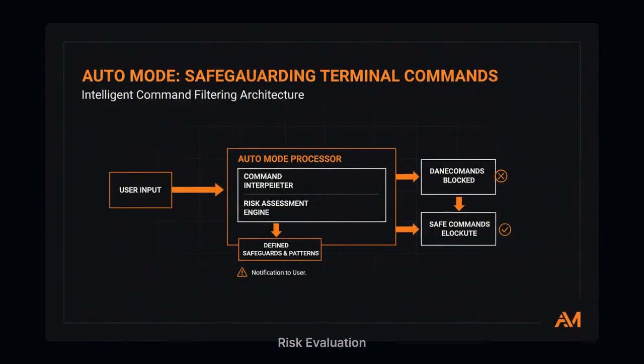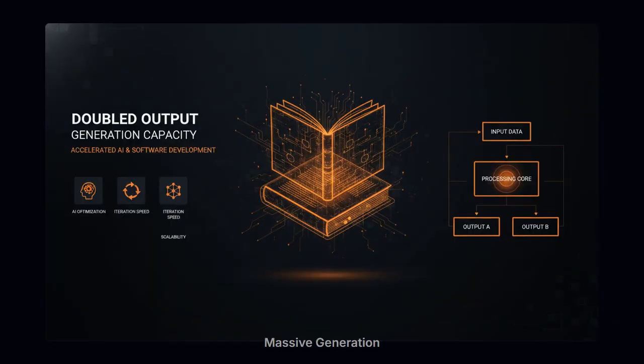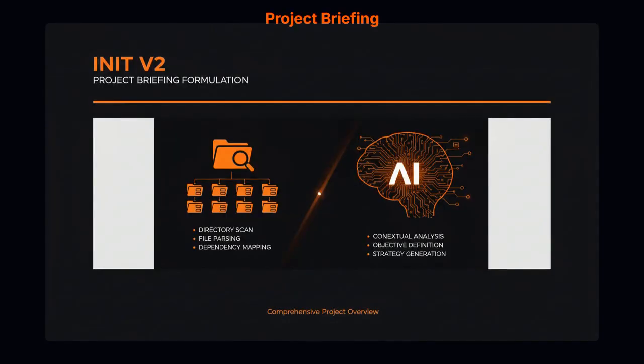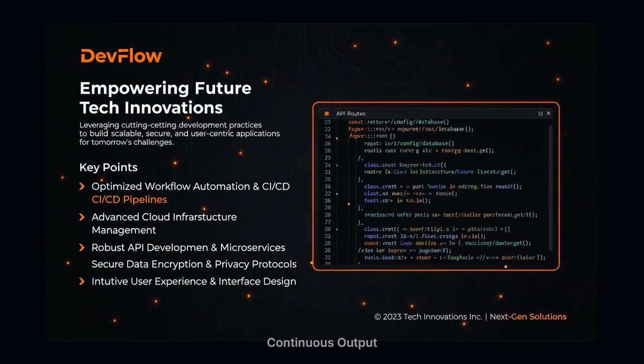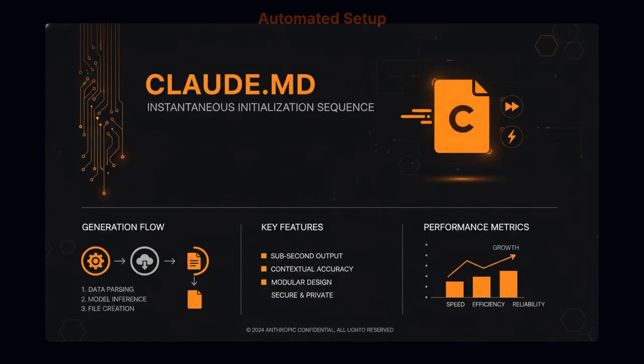Output capacity has also surged, with doubled output tokens now pushing the limit to 128,000 tokens for massive, uninterrupted code generation. Finally, setting up workspaces is smarter with Init v2. It deeply analyzes your existing local codebase to automatically draft a highly accurate project briefing document from day one, drastically accelerating your onboarding.